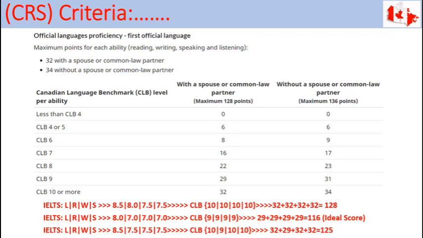So if I get 8.5 in listening, 7.5 in reading, 7.5 in writing and 7.5 in speaking. Now in terms of CLB, this will be CLB 10 in terms of listening, CLB 9 in terms of reading, CLB 10 in terms of writing, CLB 10 in terms of speaking. So if I add these according to these formulas, 32 in listening, 29 in reading, 32 in writing, 32 in speaking, I get a 125 score out here. So in this case, I'll take the example of 125.